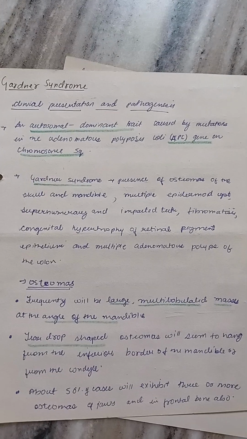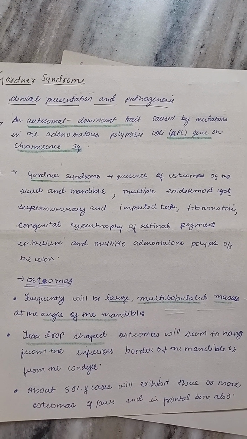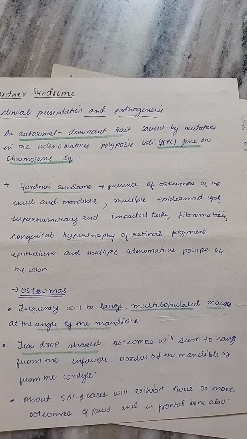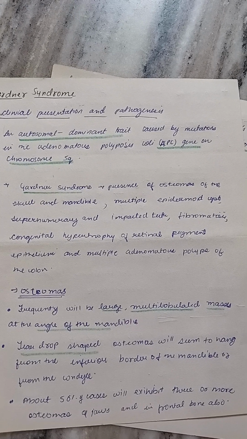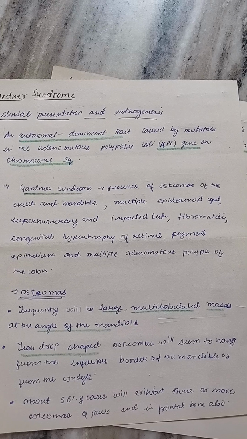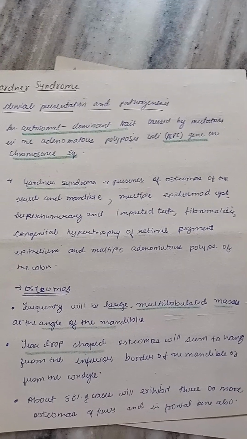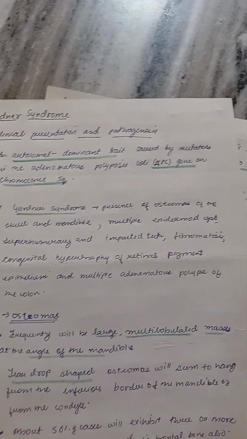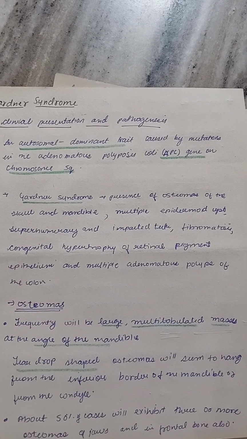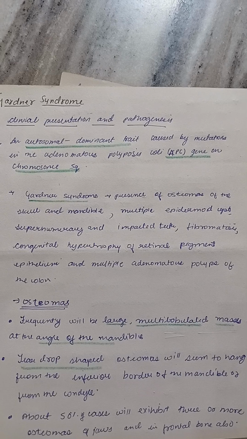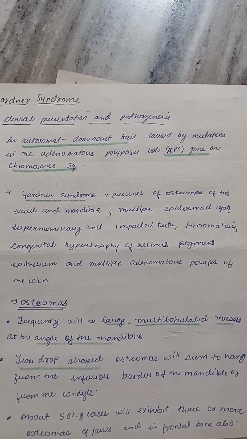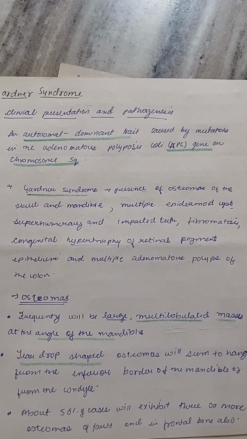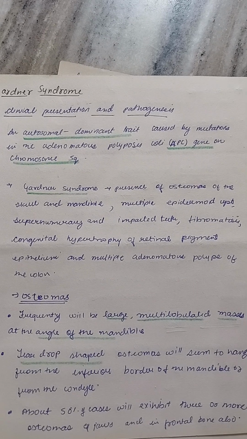Now Gardner syndrome: presence of osteomas of skull and mandible, multiple epidermoid cysts, supernumerary and impacted teeth, fibromatosis, congenital hypertrophy of retinal pigment epithelium and multiple adenomatous polyps of colon. Mainly, Gardner syndrome is a tetrad. First is osteomas, second is epidermoid cyst, third is fibromatosis and fourth is polyps. So these are mainly the tetrad for Gardner syndrome, these four things: osteomas, epidermoid cyst, fibromatosis and polyps.